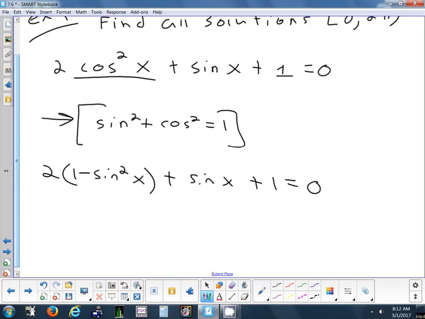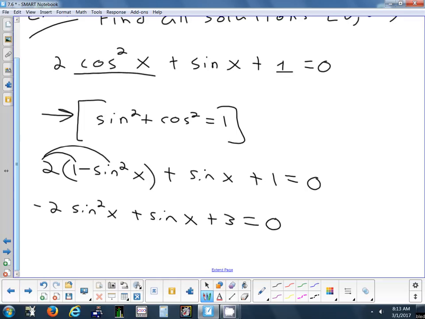All right, so now let's distribute out the 2 and rewrite it in order, combining like terms from highest exponent to lowest. So I'm going to start with this. What's 2 times negative sine squared? Negative 2 sine squared x plus sine x. And what's 2 times 1? 2 plus 1, 3. Now that's a quadratic equation, and it's all using the same function.